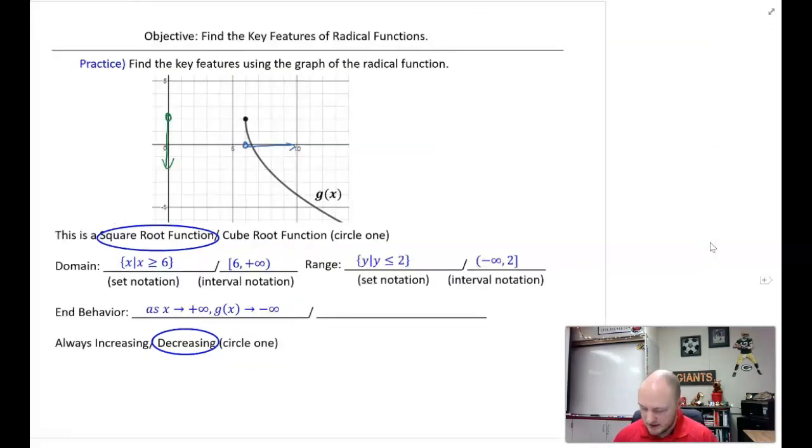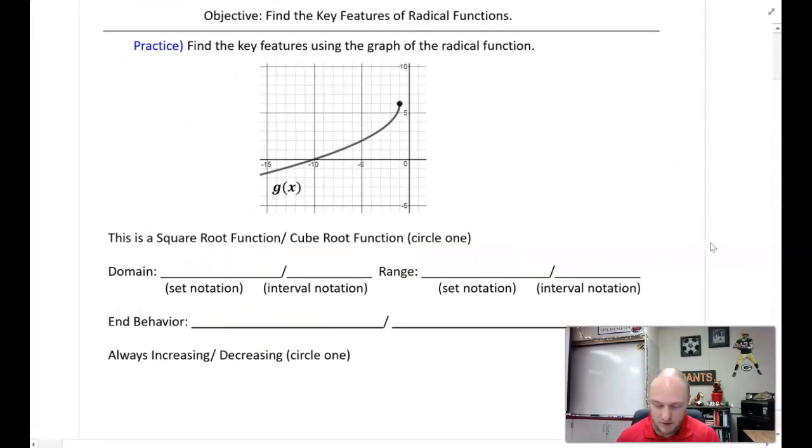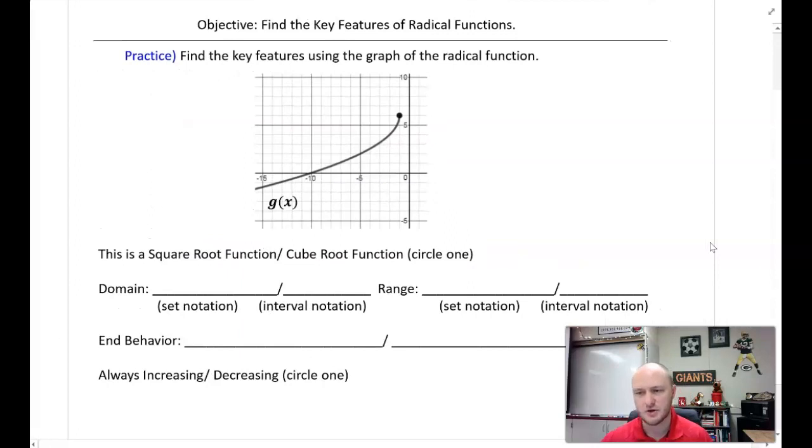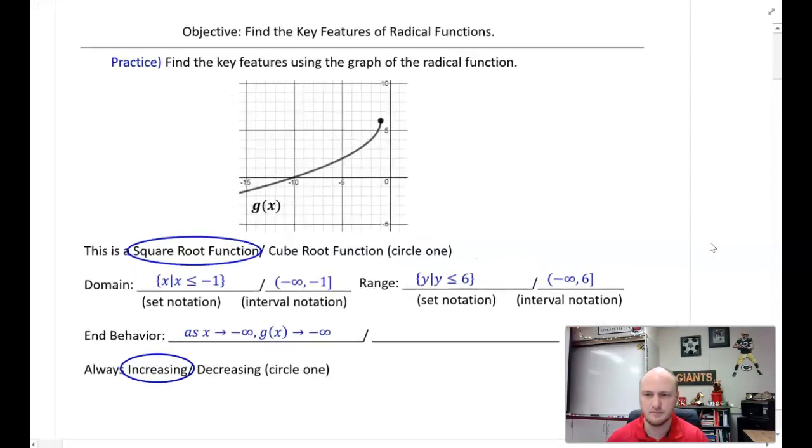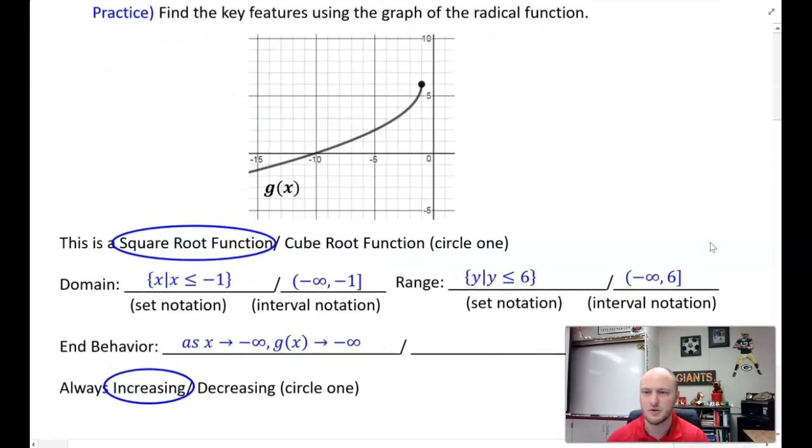All right, and then here is the final practice problem I have for you. So please pause the video, try this example. All right, here is the solution. And again, our domain is x is less than or equal to -1. We start at -1, and the x values go in the negative direction. And then our range values also go in the negative direction. We start at 6, and we are less than or equal to 6.